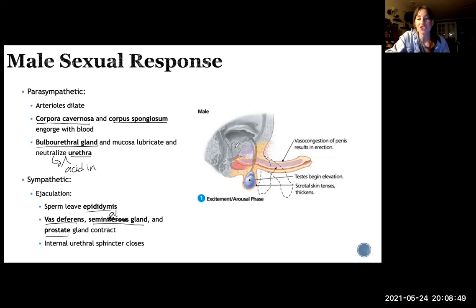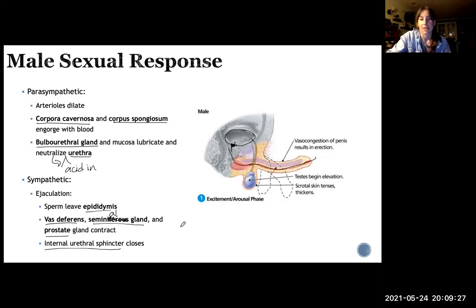And the internal urethral sphincter to the bladder, right? So this is the bladder, that's the urethra to the bladder. That internal sphincter, the involuntary one, will close. And that's to prevent urine from getting mixed up with the semen during ejaculation and to keep semen from going up into the bladder. Very, very important. So this needs to shut off so that everything else can be open for ejaculation.